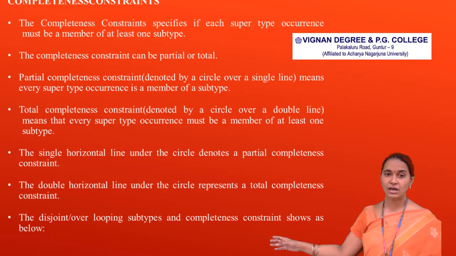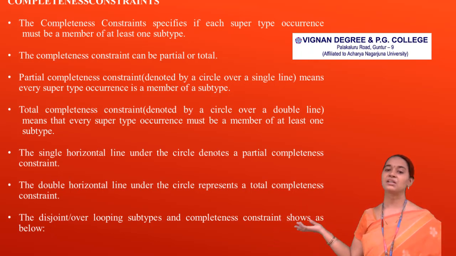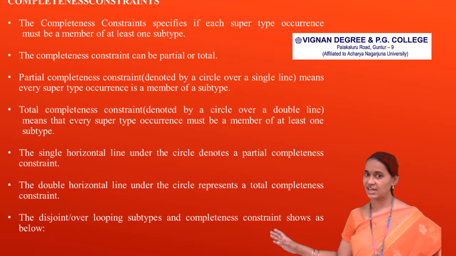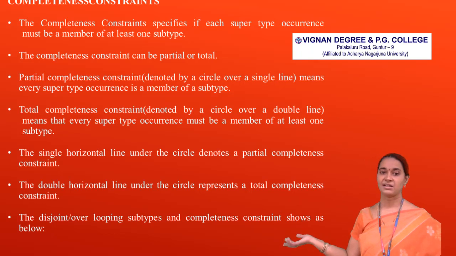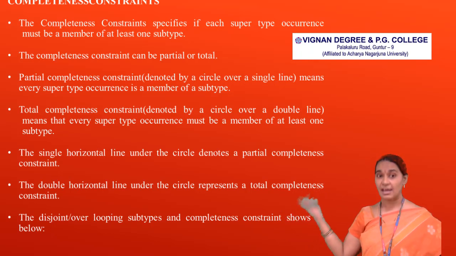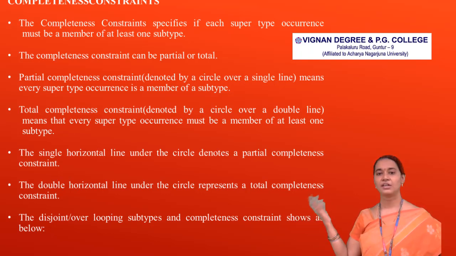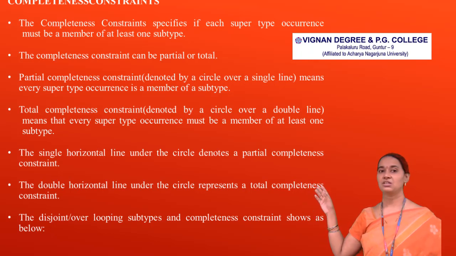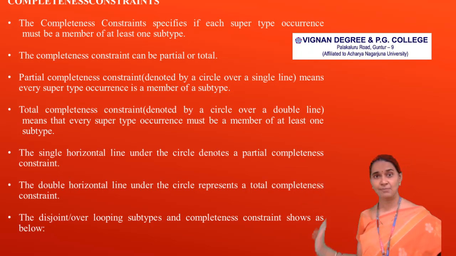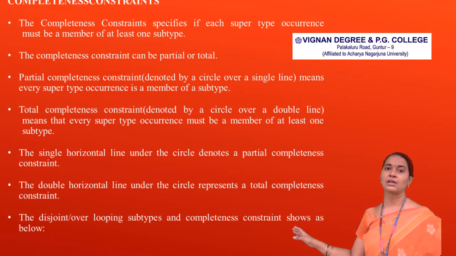The disjoint or overlapping constraint can be applied to the completeness constraint. That is, the disjoint constraint can be complete or the overlapping constraint can also be complete. Again, the disjoint constraint can be partial or total, or the overlapping constraint can be partial or total. This is how I represent the completeness constraint. The next one is the diagrammatical representation of the partial constraint and the total constraint.